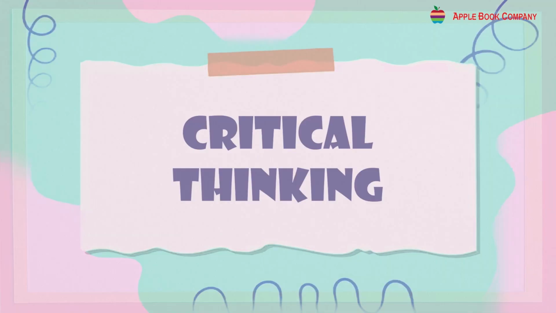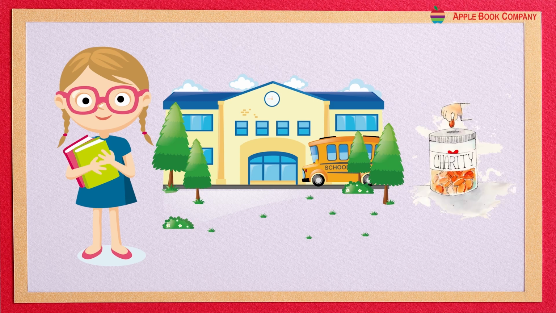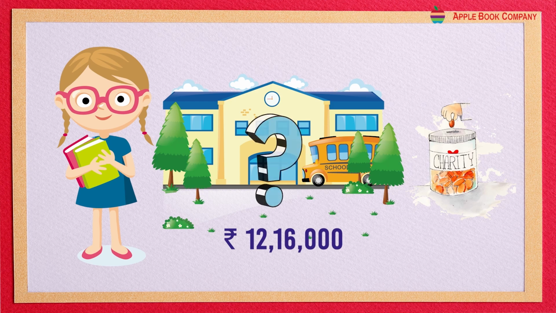Critical thinking. Each student of 25 schools across the city contributed a certain amount from their pocket money for a charity fund. Rupees 12,16,000, which was collected, was then distributed equally among 8 orphanages to help in the education of these children. How much money did each orphanage receive? What value is shown by school children here?